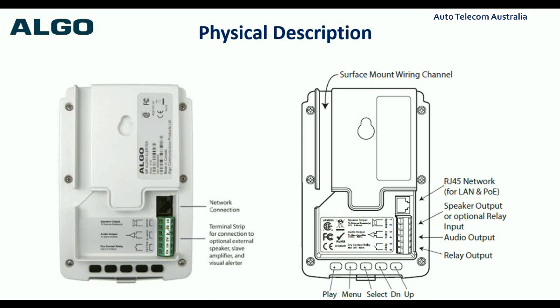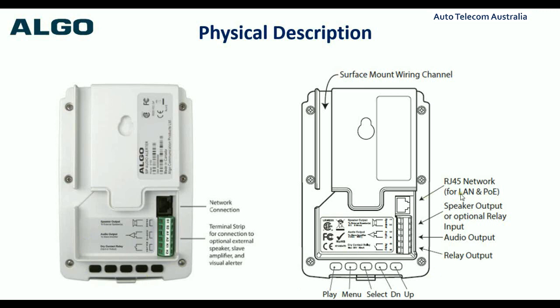Now you've got the terminals here. This is an output. The first two here is an output for an external speaker where you can actually put, I think it's an 8106 Algo Bullhorn speaker on it. So you could actually have this unit here paging in a warehouse and then cable off an analog Bullhorn off it to page in another zone. So you're doubling the area that you're actually covering. You've got an audio input and you've got a dry contact relay.